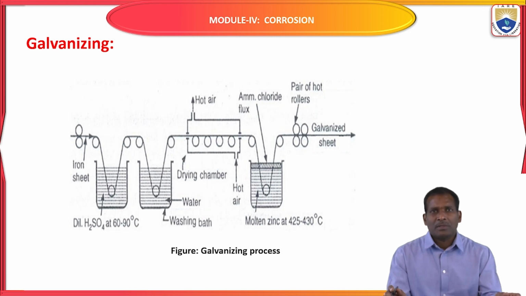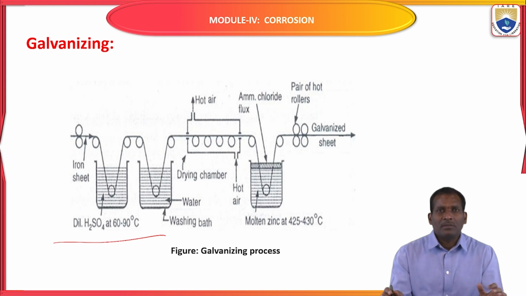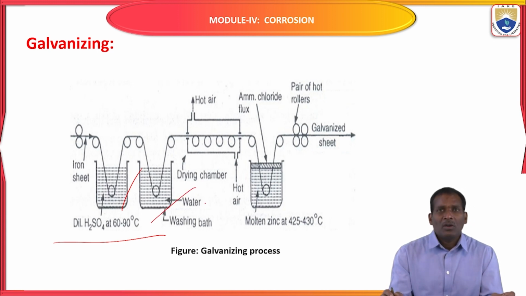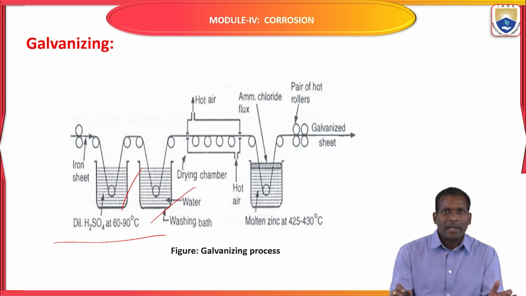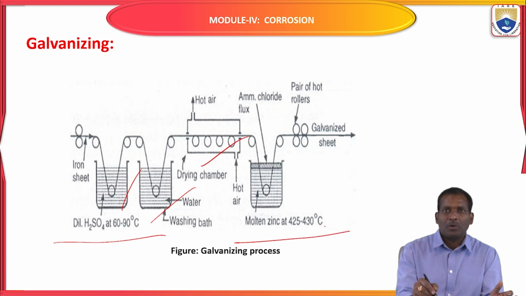Dilute H2SO4 is used for cleaning purposes at 60 to 90 degrees centigrade. The iron or steel passes through this bath and then goes to the water washing bath, where the rust is cleaned, and then to the drying chamber, and then the ammonium chloride flux, and then the molten zinc bath at 425 to 450 degrees centigrade, where it is dipped.